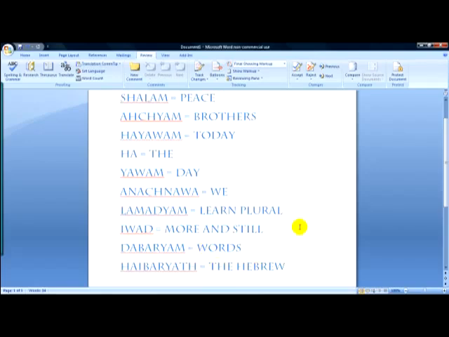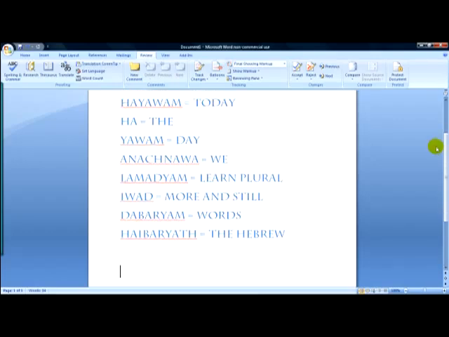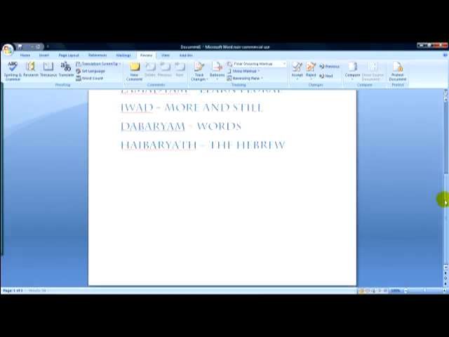So today we're going to learn more Hebrew words. Now, last time, the last show we did our prepositions, which are prefixes, which are letters that you fix at the front of a word. And those letters, such as here in the word Ha'Ibaryath, which is two words, Ha at the beginning of the word is the, and then Ibaryath is Hebrew. So that was the show we did last week.